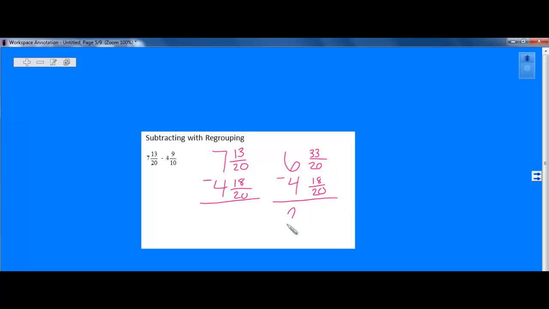6 minus 4 is 2. 33 minus 18 comes out to 15/20. I can simplify that because 5 goes into both 15 and 20, and I end up with 2 and 3/4.